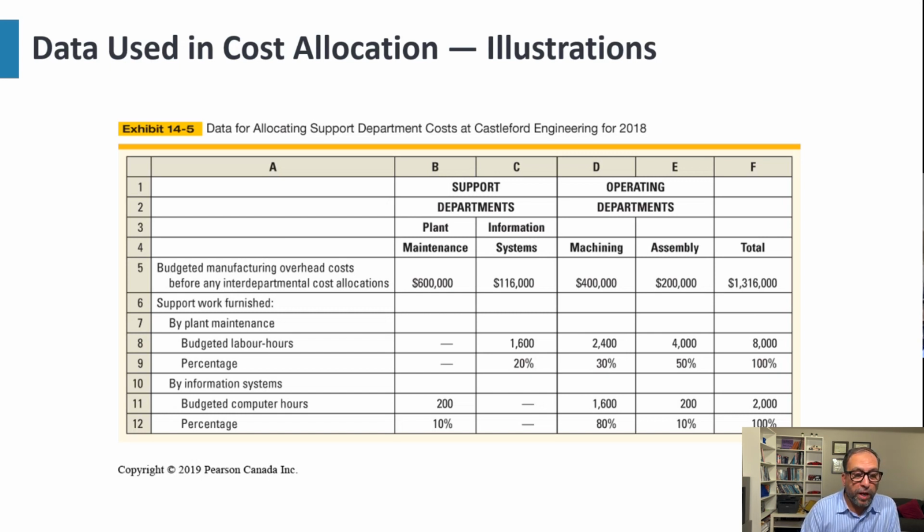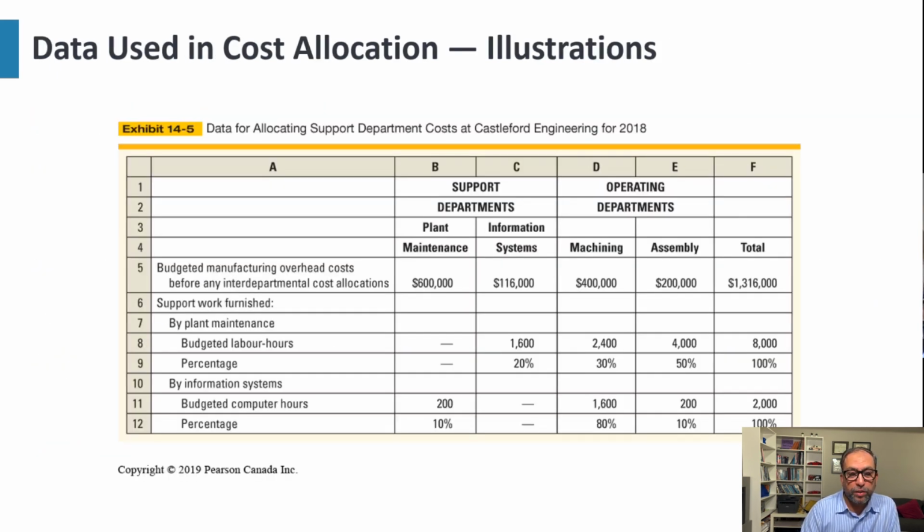Now for information system. Information system is also providing services to the maintenance department, and that is 200 computer hours, or 10% of their services they are providing to the maintenance department. And the rest, they are providing 1,600 computer hours to machining and 200 computer hours to assembly. In percentage wise, they are providing 80%.